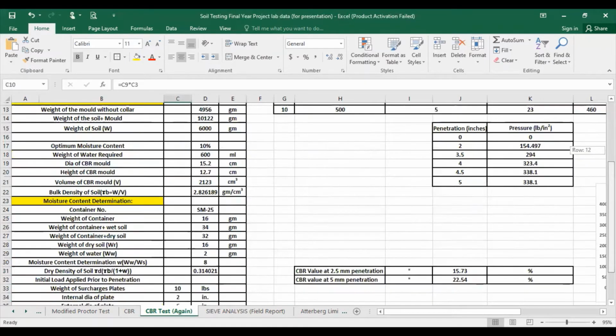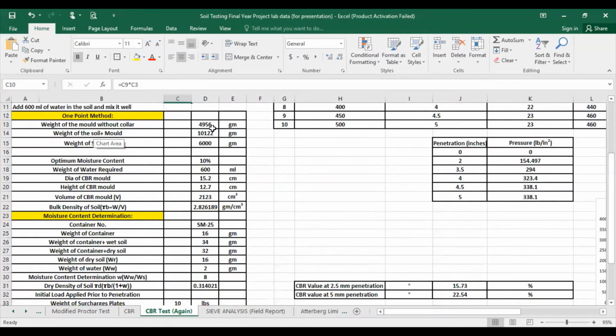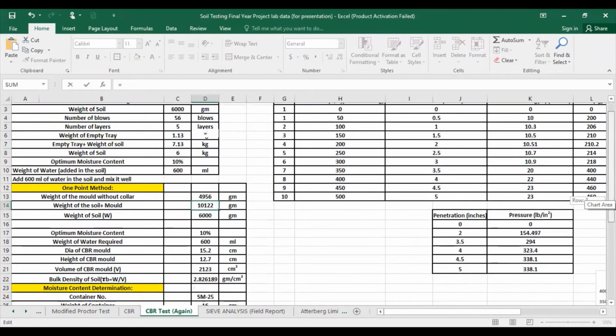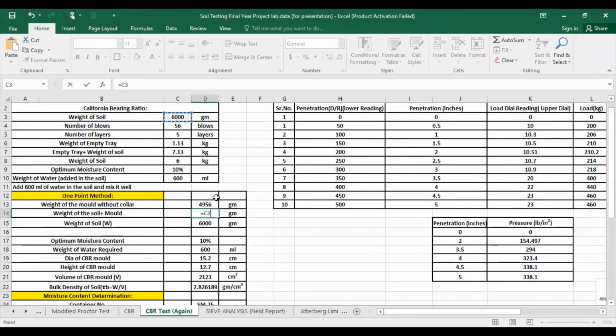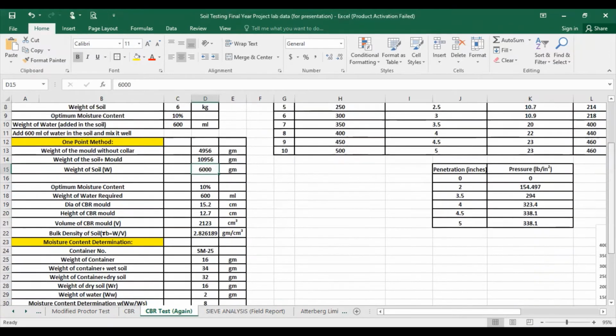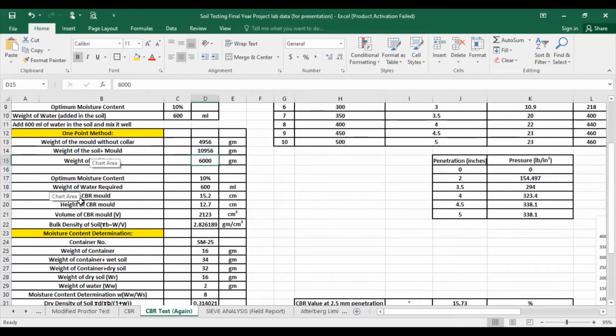Now, for the one point method, the weight of the mold without collar was 4,956 grams. Then the weight of the soil plus mold was 10,122 grams. Then you can write down 6,000 grams was the soil. So we will write it down here, then you add the plus sign and click on this, and you will get 1,956 grams. The weight of the soil was 6,000 grams. Optimum moisture content, you already know, is 10%. We got the weight of water required, 600 ml.